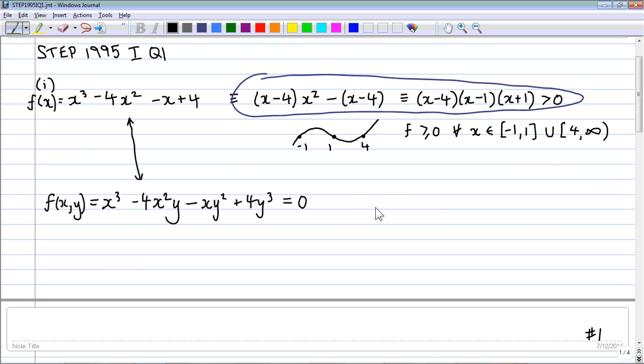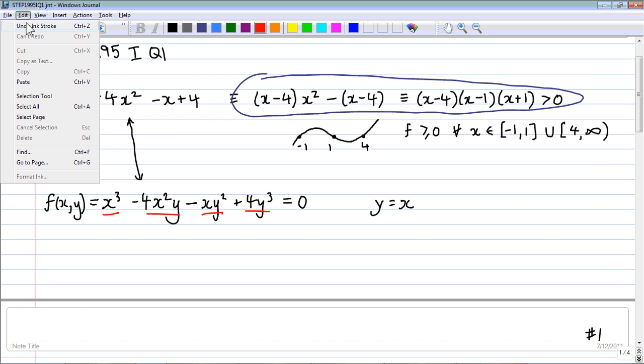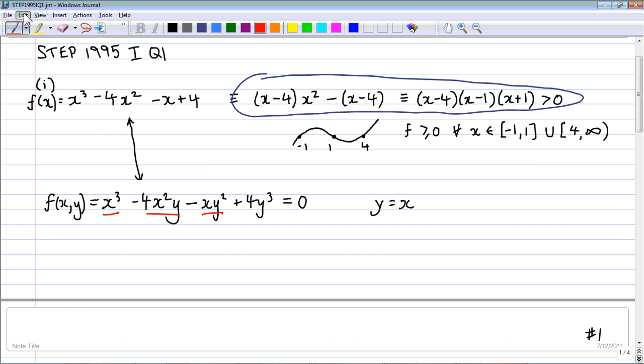The by inspection method: just notice the obvious fact that if y equals x, this equation is true. Do you see that? Because the terms pair off, don't they? That one and that one are the same if y equals x. x cubed minus x cubed, that's 0. And that one, excuse me, also pairs off. Minus 4x cubed plus 4x cubed if y equals x.